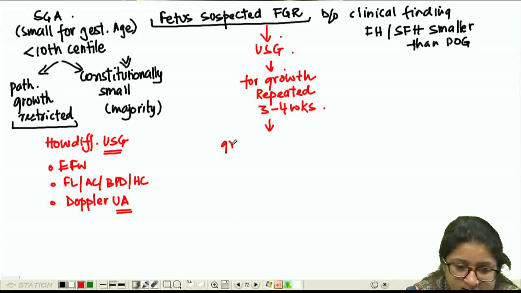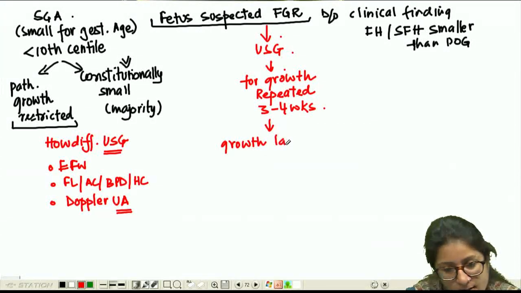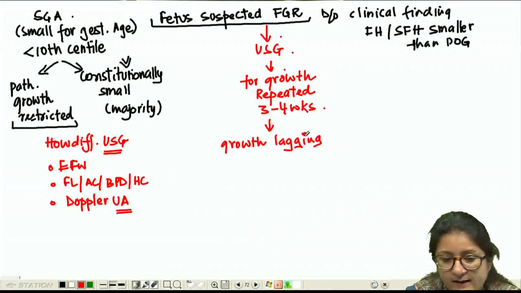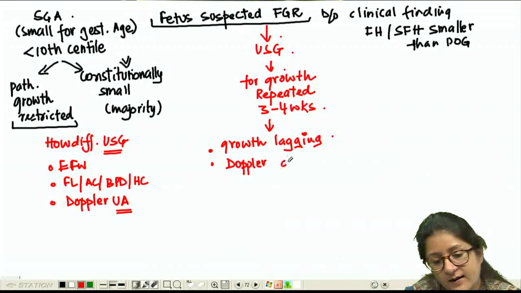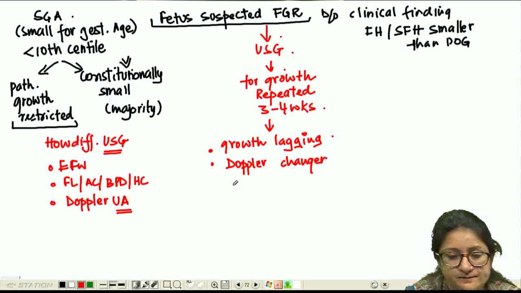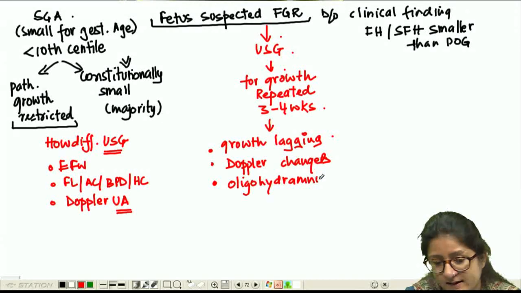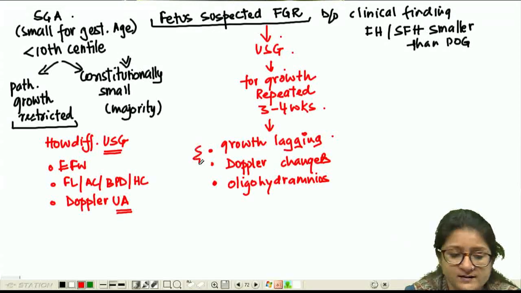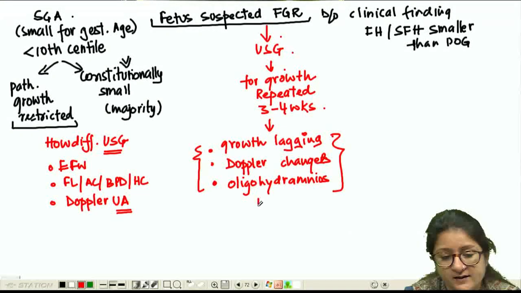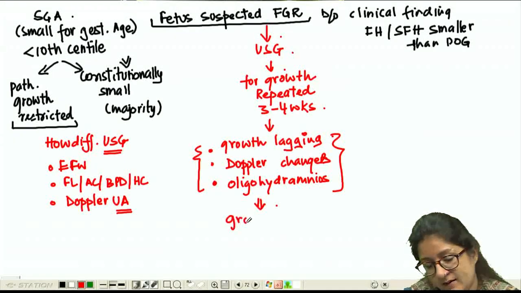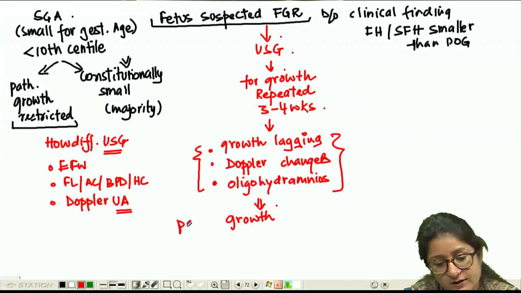If the growth is lagging, or if there are Doppler changes, then we are diagnosing it, or there can be oligohydramnios. Oligohydramnios suggestive of uteroplacental insufficiency. This is what happens when the fetus is actually growth restricted. That means it is a pathologically growth restricted fetus.